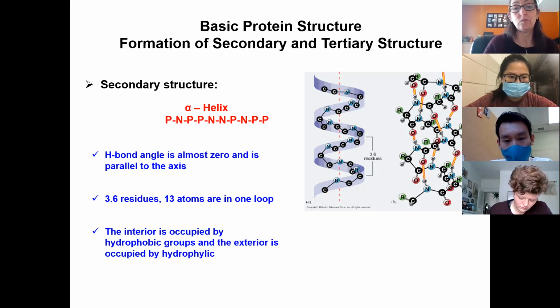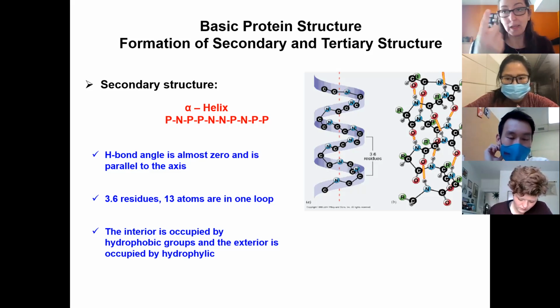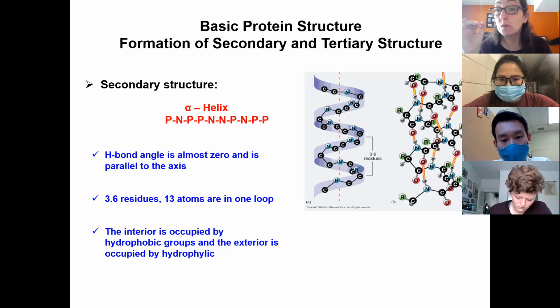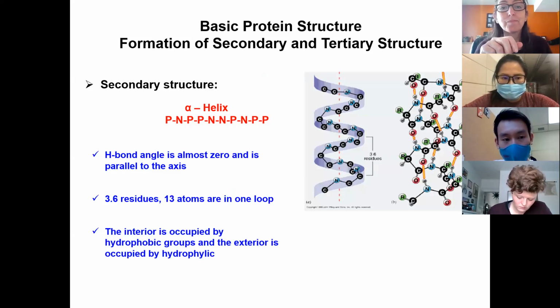So alpha helix, as the name indicates, you form a helix. And for the most part, theoretically, you need a specific sequence of amino acids. This sequence here, P and N, stands for polar, nonpolar. So a sequence of polar, nonpolar, then two polar, then two nonpolar, followed by the same sequence again, polar, nonpolar, two polars. This is kind of the general sequence that would potentially lead to the formation of an alpha helix.